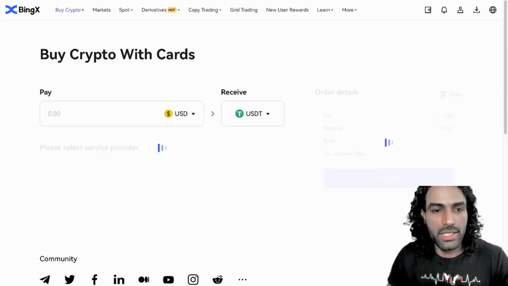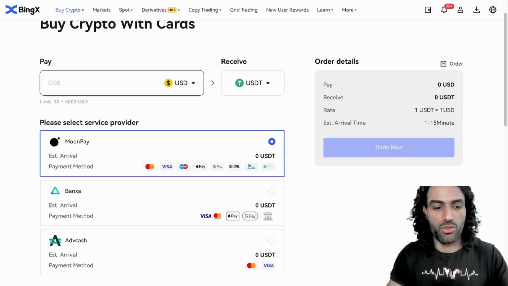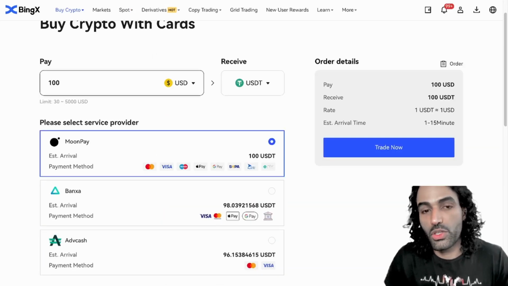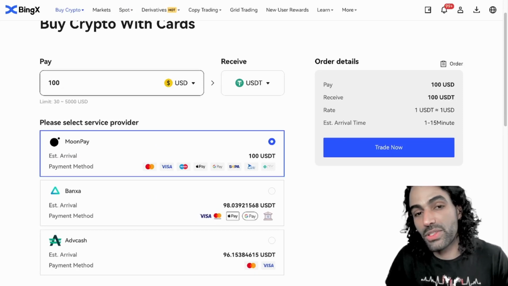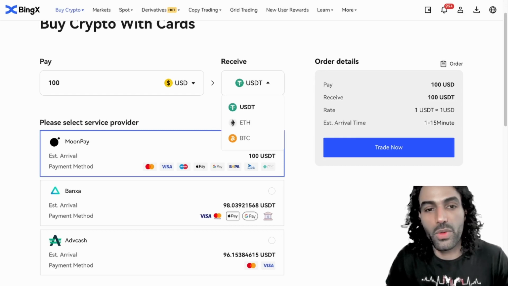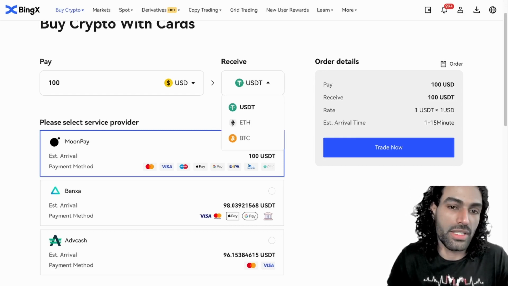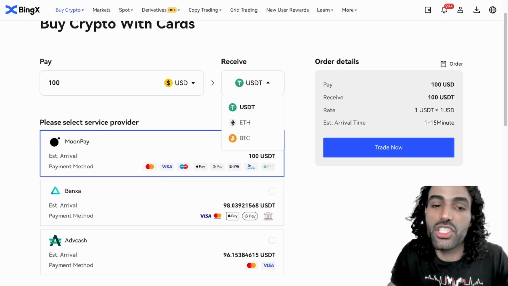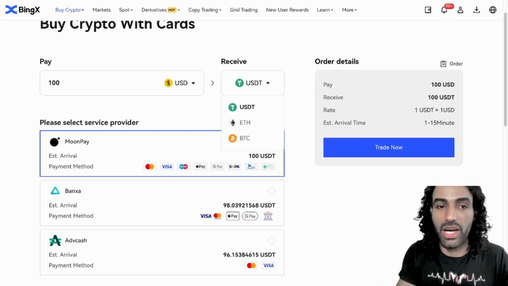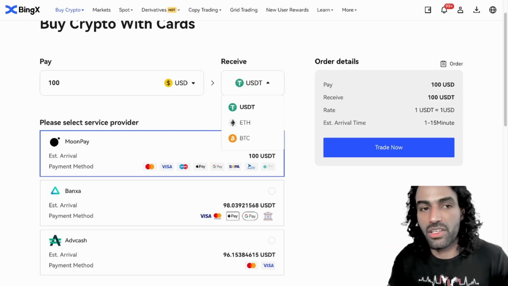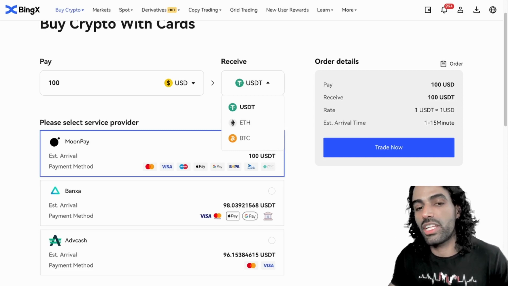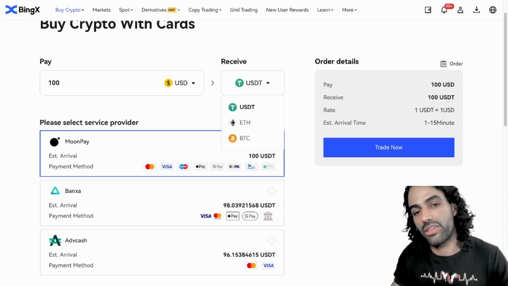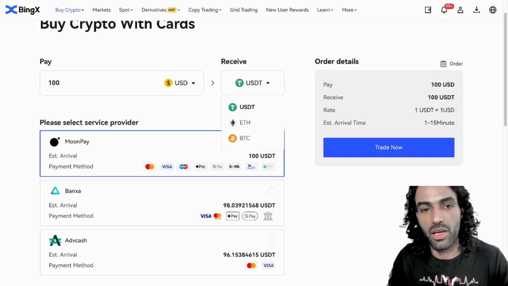If we go here, you just see how much you're willing to buy. Let's say 100. What you want to receive, I suggest to always receive USD Tether. Why? Because USD Tether is always stable. So if you buy 100 US dollars, you're gonna get 100 USD Tether on your account here. Then you can actually trade Bitcoin. So this is what I suggest: buy USD Tether, have it on your account in BingX, then trade and buy Ethereum or Bitcoin, depending on the market, where the support and where the resistance is, as we speak about it here on our channel.